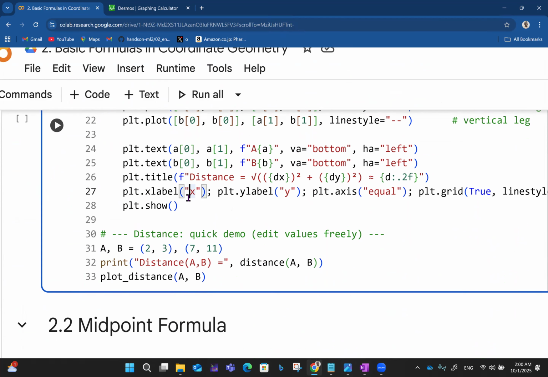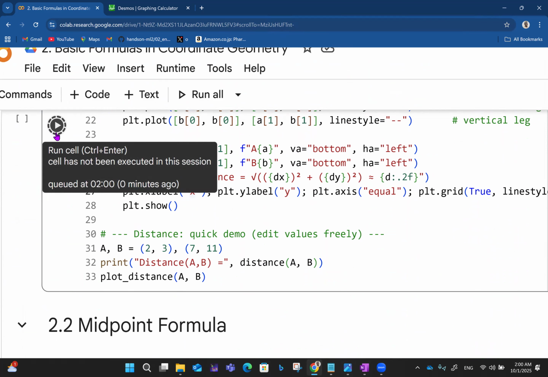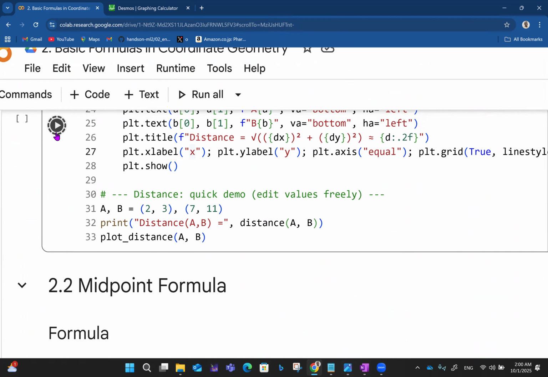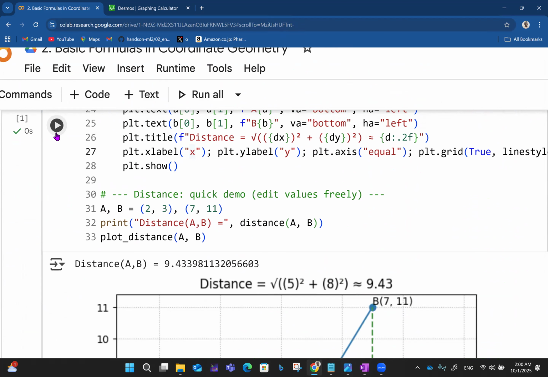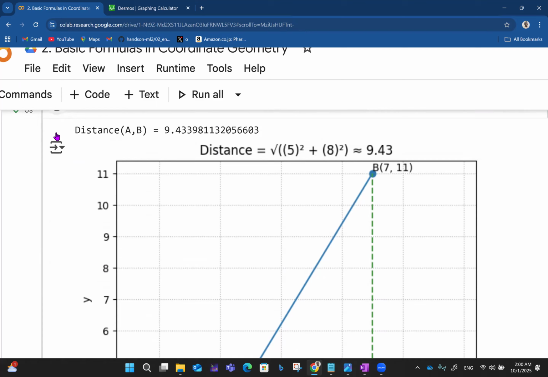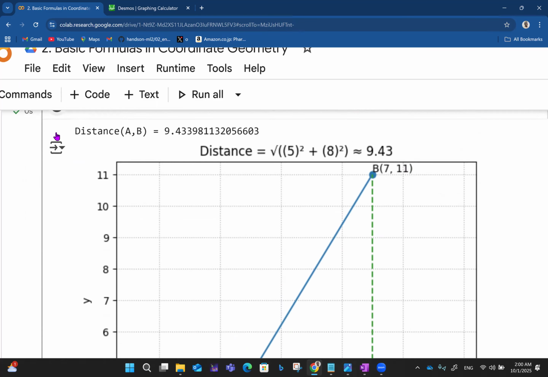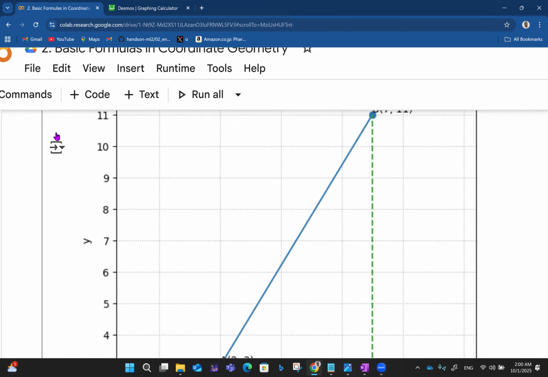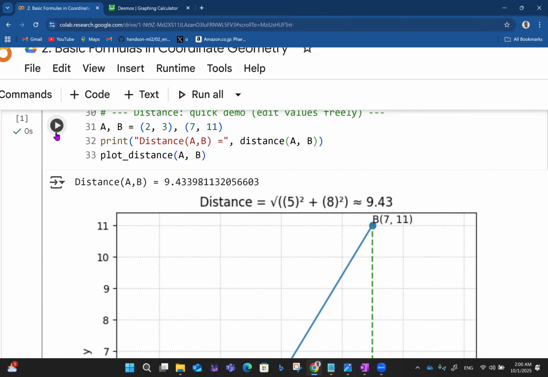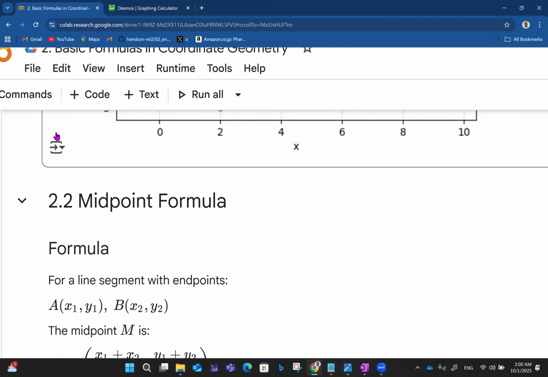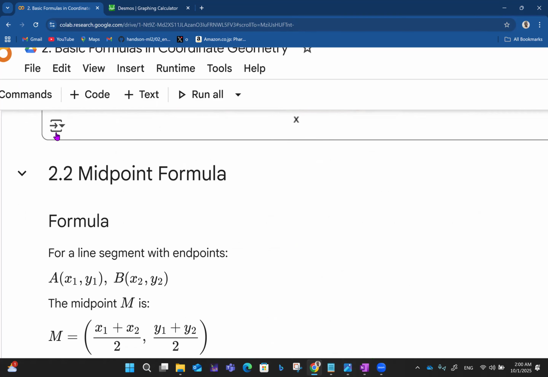And then you just substitute A, B as (2, 3) and (7, 11), and then you find the distance between A and B. And of course, you get your result spewed out like that. So you see A is (2, 3), B is (7, 11). Using Pythagoras' theorem, we get approximately 9.43 like before. So that is the distance formula.